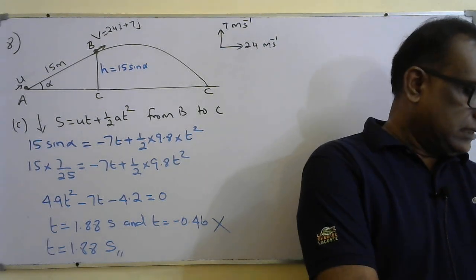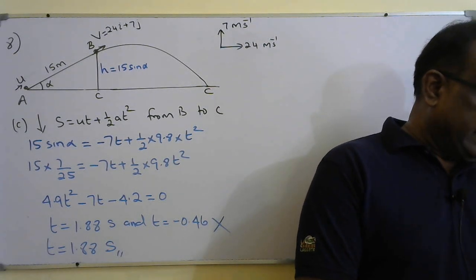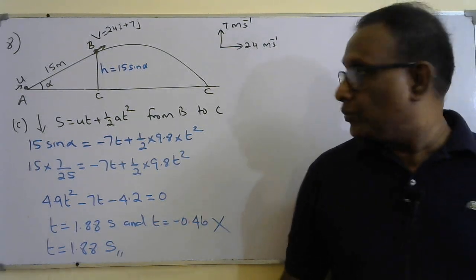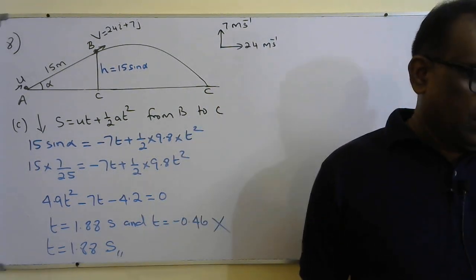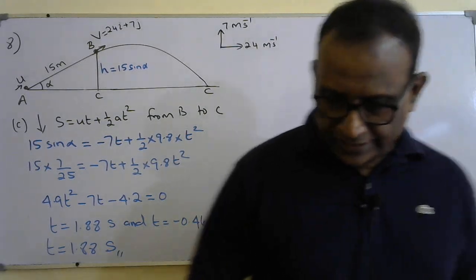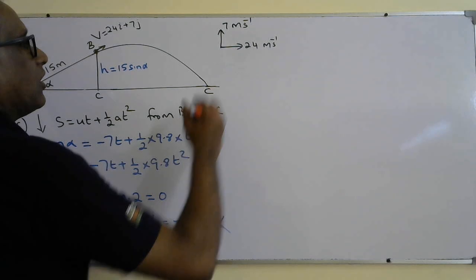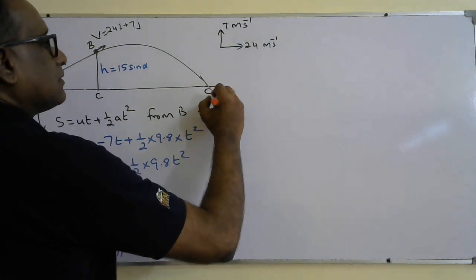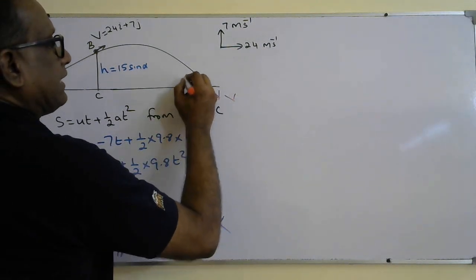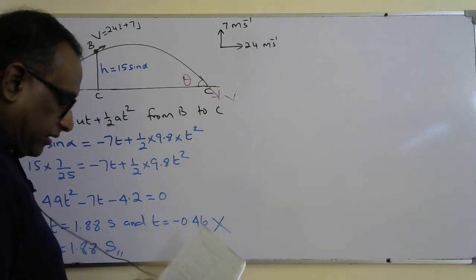D part, at the instant immediately before P hits the ground at C, where it hits the ground, the particle is moving downwards at theta to the horizontal. So it has a velocity along the tangent. When it hits, it has a velocity along the tangent. It makes an angle theta with the horizontal. So they have to find the theta.